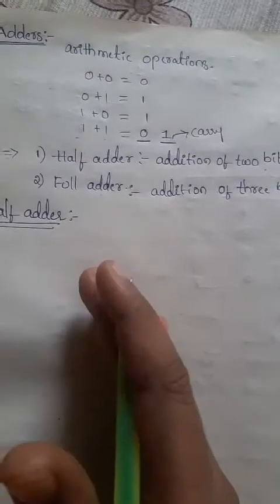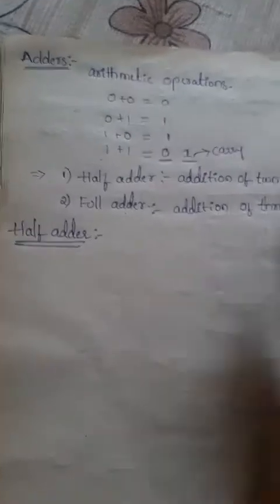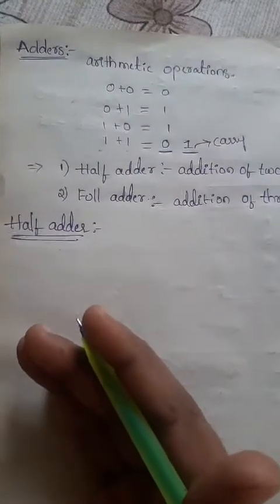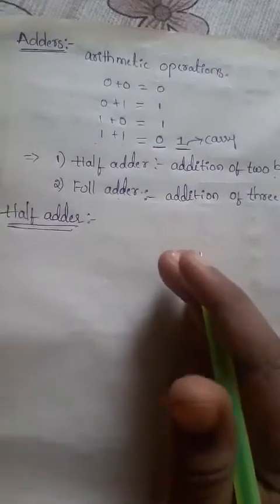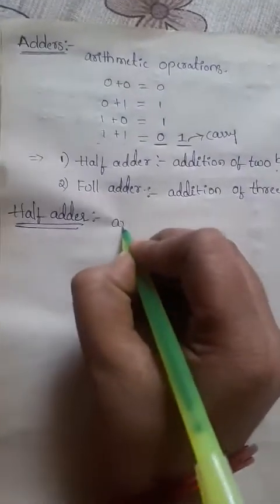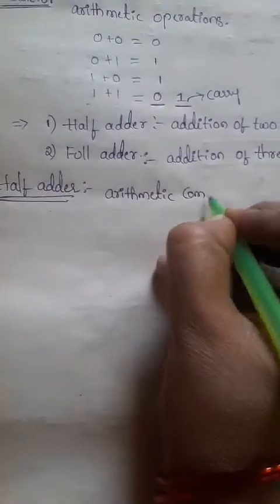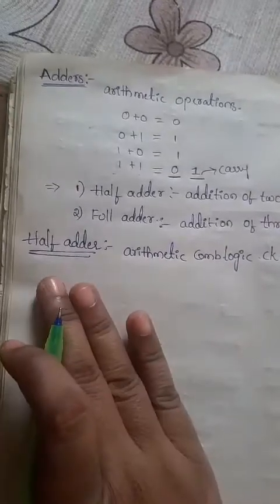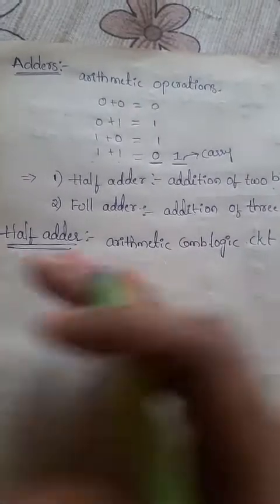So we can say this is an arithmetic combinational logic circuit. An arithmetic combinational logic circuit is related to the addition process. That's why we call the half adder an arithmetic combinational logic circuit. Just remember it. It is called that because the half adder performs the addition operation.